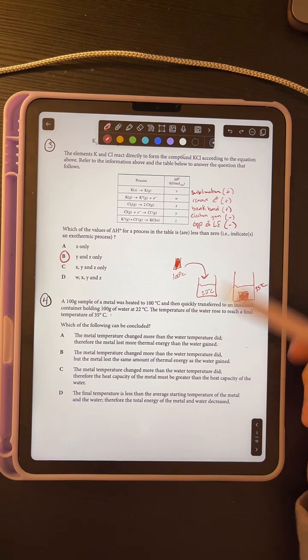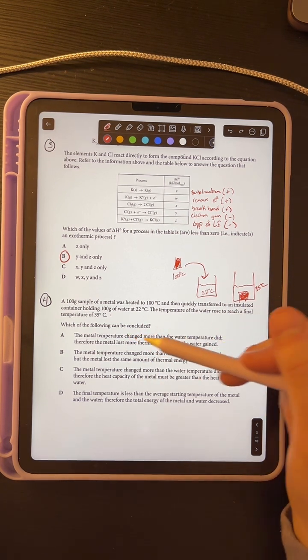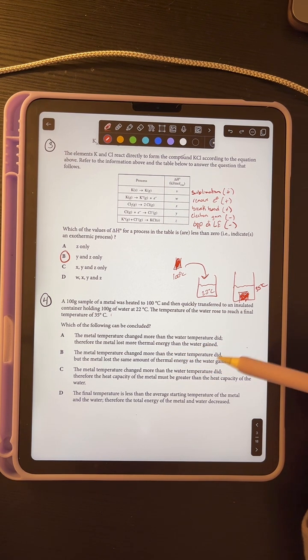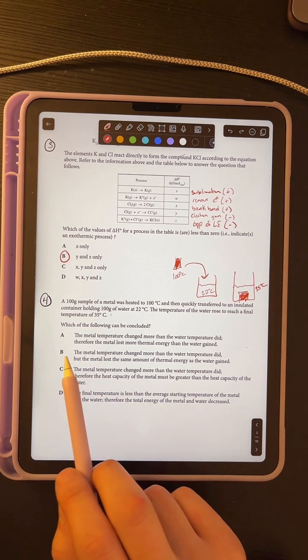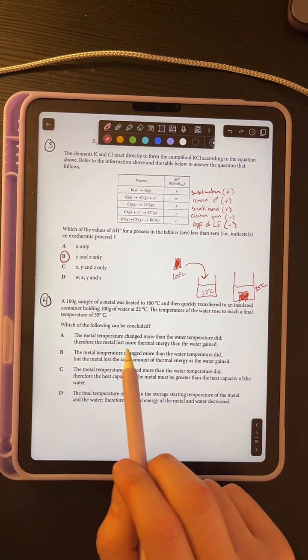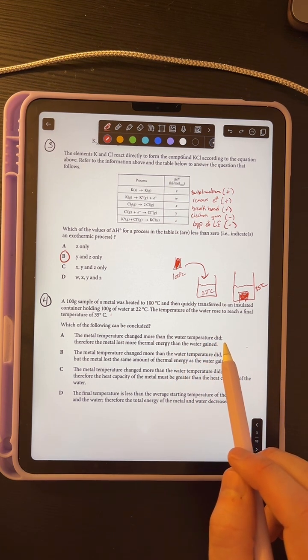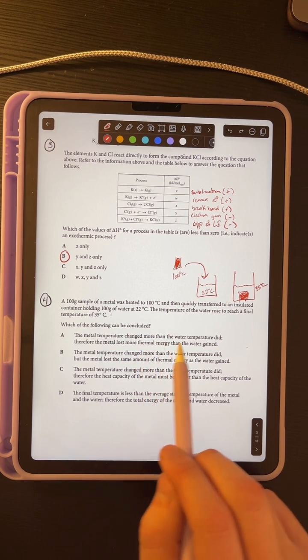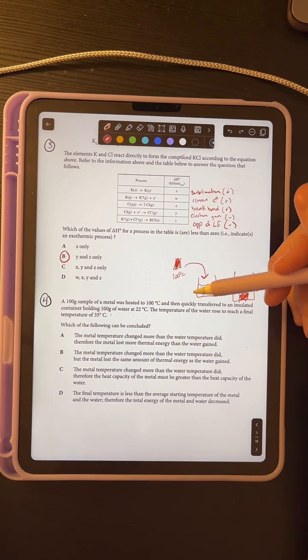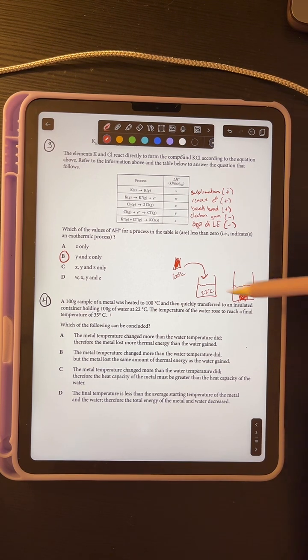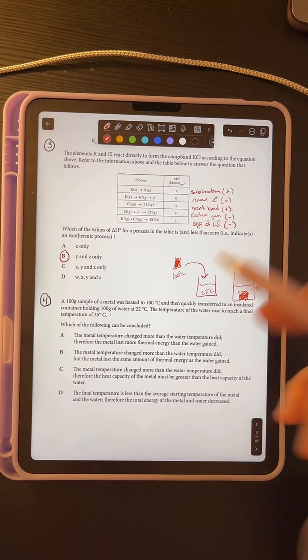So which of the following can be concluded? Well, the metal temperature changed more than the water temperature did. Therefore, the metal lost more thermal energy than the water gained. Well, did I read that right? The metal temperature changed more than the water temperature did. Okay, yes. If we look at the temperature change, 100 degrees to 35 degrees, that is a big change compared to 22 and 35. So that is true.